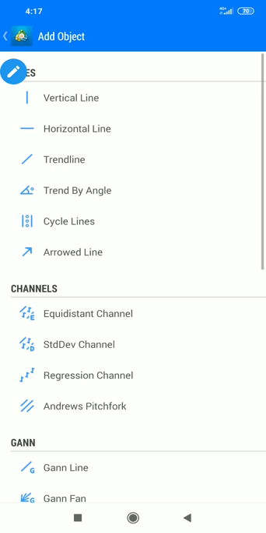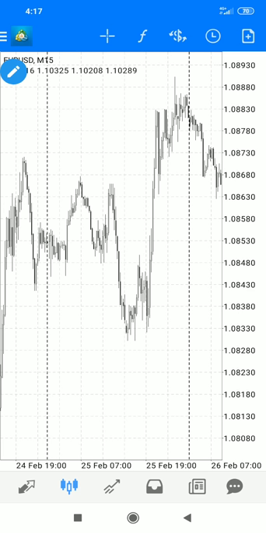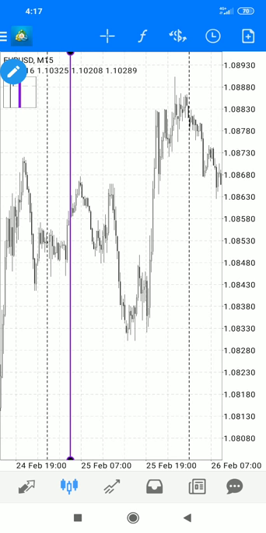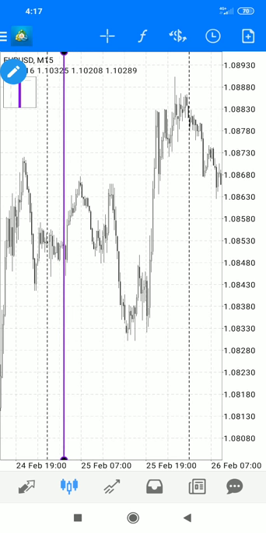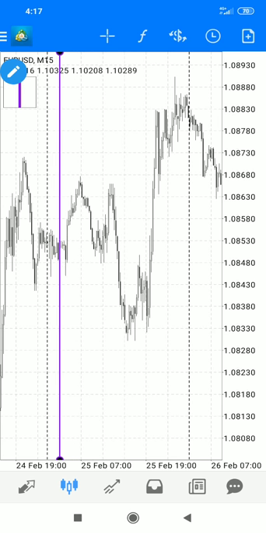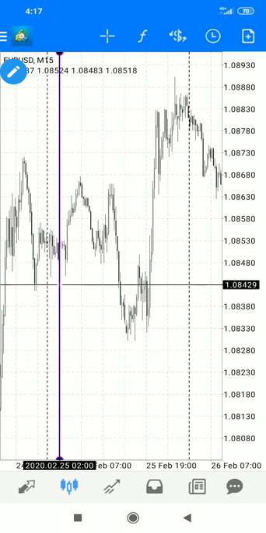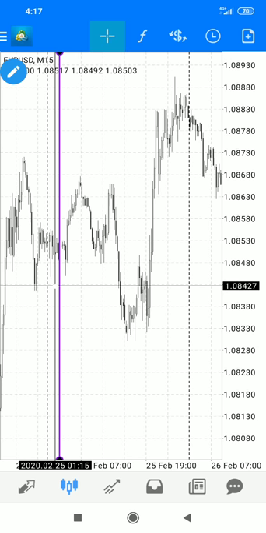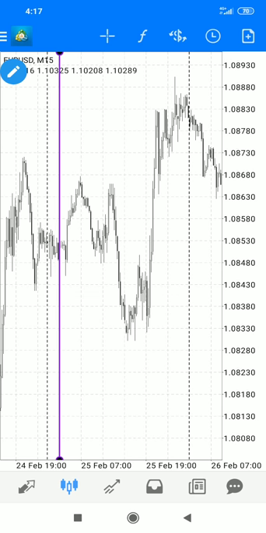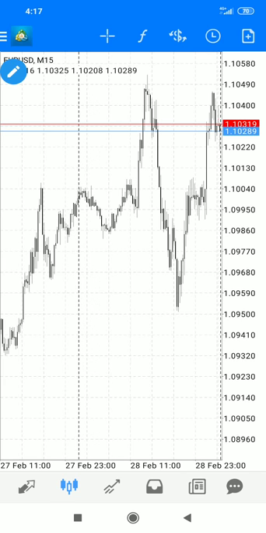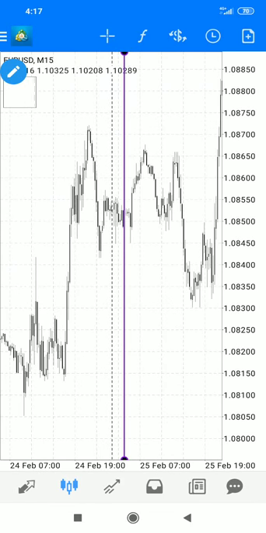So we have the Asian opening at 1 a.m., then closing at 9 a.m. So 1 a.m. should be around here, somewhere here. Okay, it's that candle. Apologies for that.